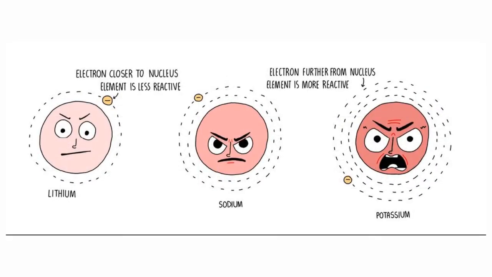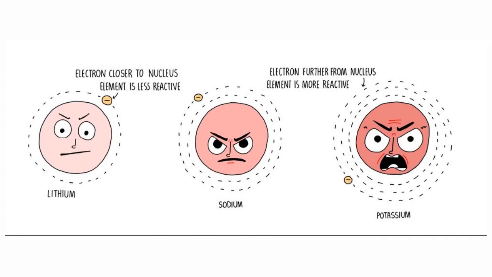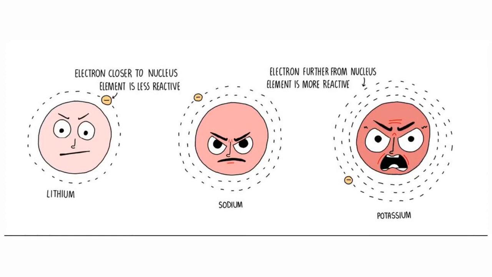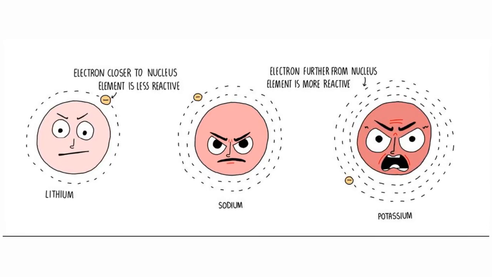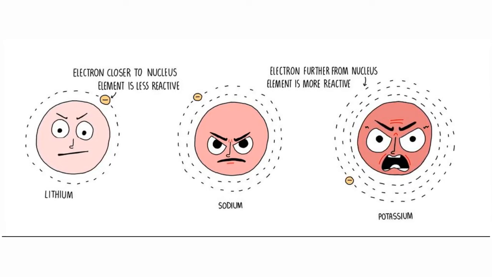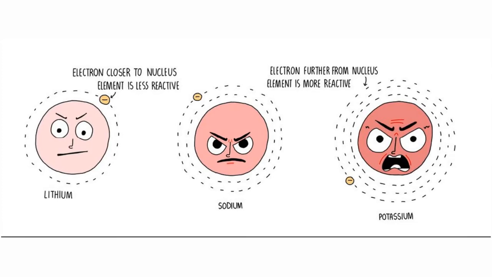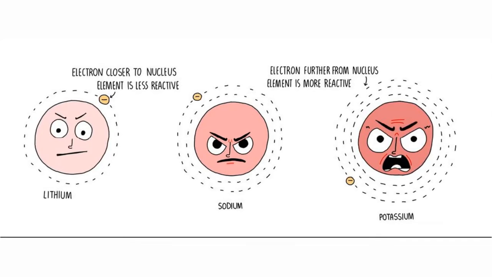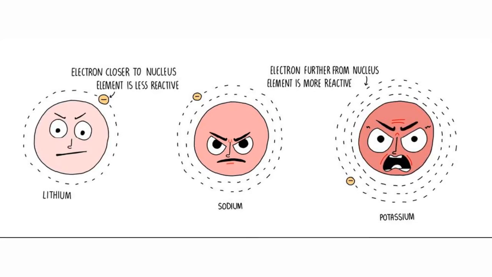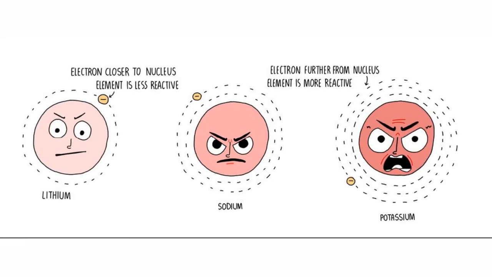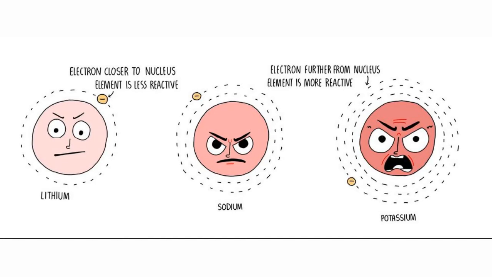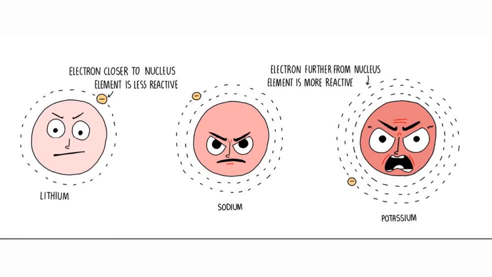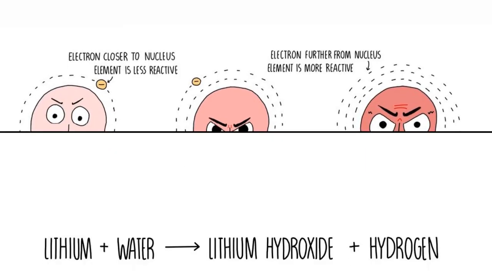Now, metals react by donating their electrons. The further the electron is from its nucleus, the easier it is to leave the atom. And this is all to do with the attractive forces between the negative electron and the positive nucleus. So we find as we go down group 1, for example, the metals get more and more reactive.